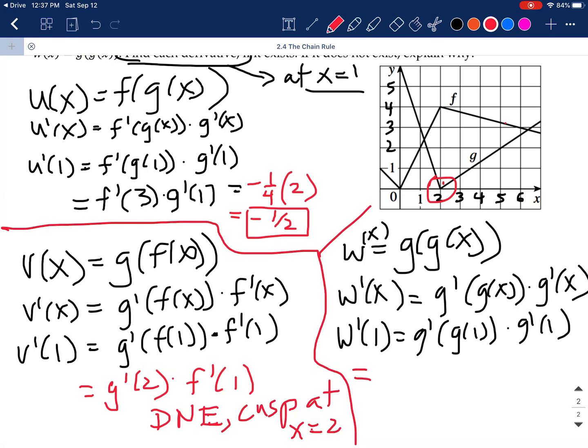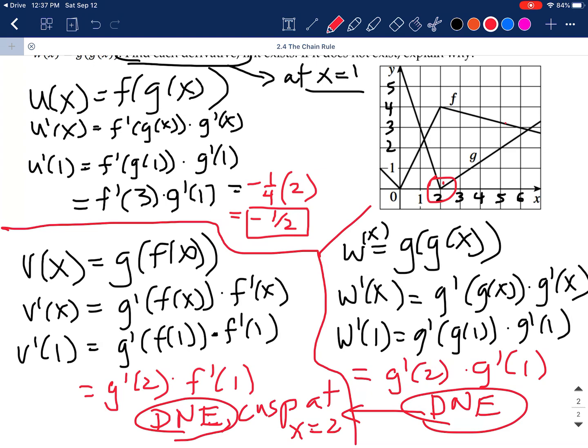Good. And then finally for w prime of 1, so g of 1 again is 2, so we get g prime of 2 again, times g prime of 1, so that also does not exist for the same reason. So our composition is not differentiable at that point.